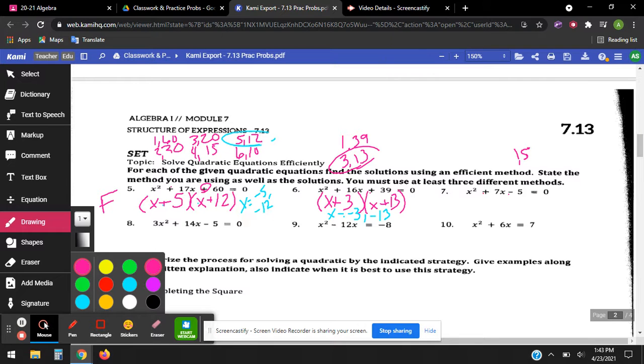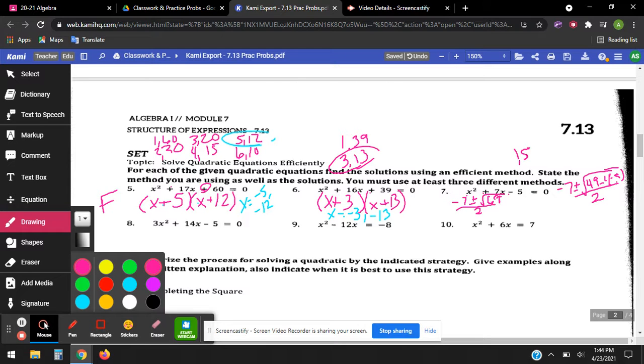So I have negative b, so -7 plus or minus the square root of b squared, which is 49, minus 4 times a, which is 1 times -5, which is c, over 2 times a, which is 2. Okay, so -7 plus or minus the square root of 49 minus 20. So that would be 69 minus a -20, so I'm adding, divided by 2.